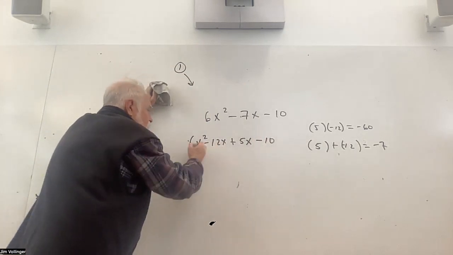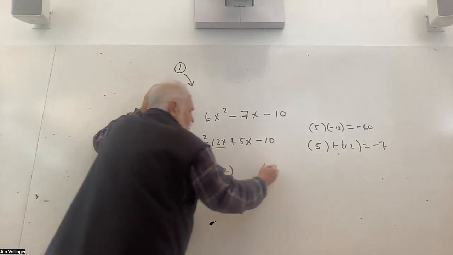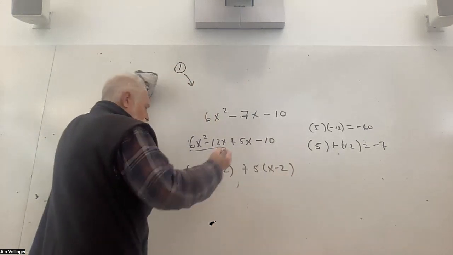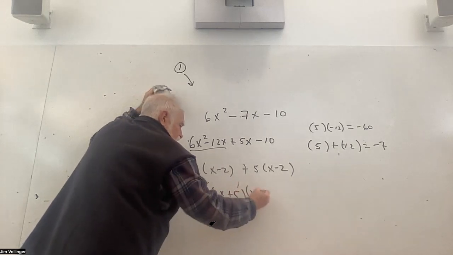But what's common here? 6x times x minus 2. X minus 2 is probably going to show up over here. It usually always does. Okay, so we got 6x plus 5 times x minus 2.